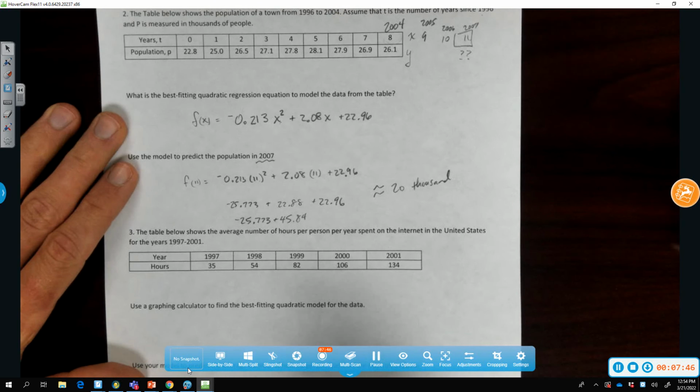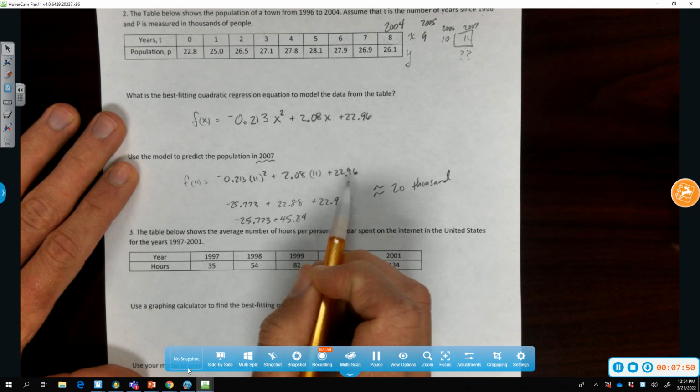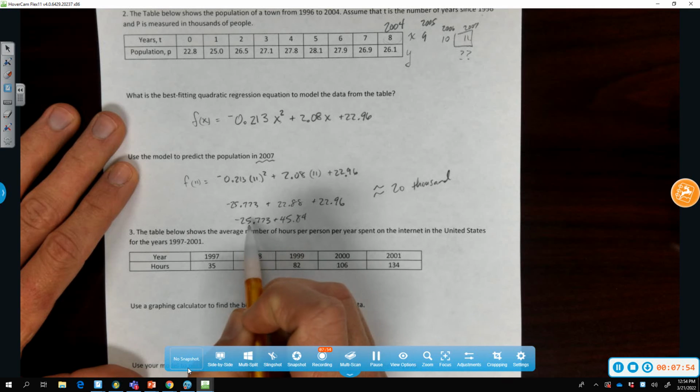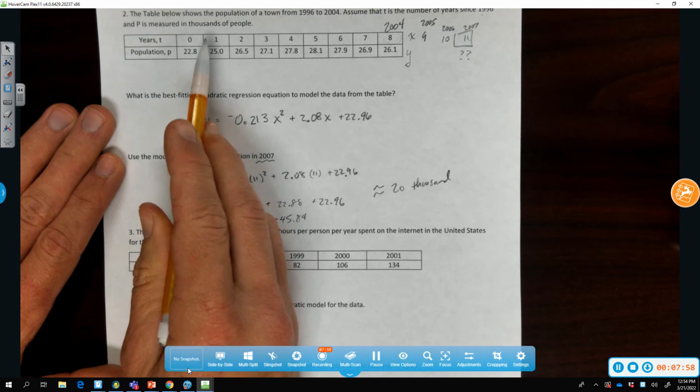All right, so that's what I did. I got this to get that, that to get that. That's still 22.96. I added these together to get 45.84. I subtracted this piece from it, and I got about 20,000 people. Because again, this is population in thousands of people.